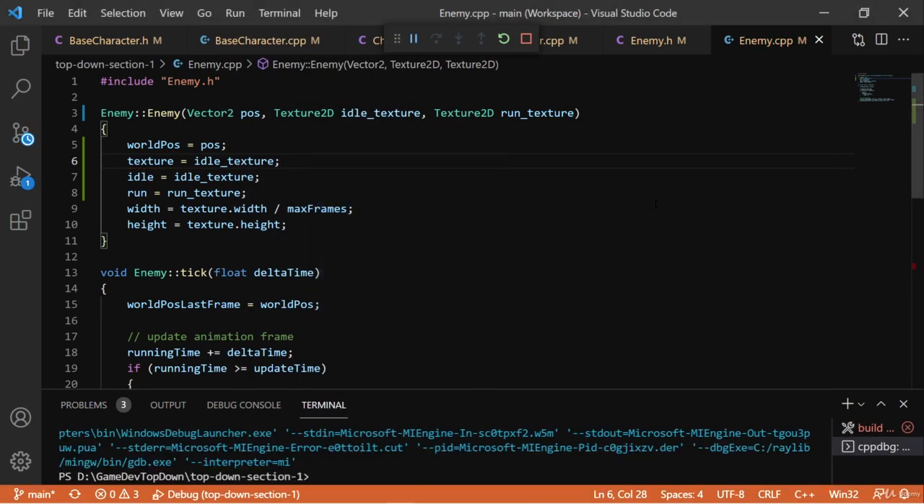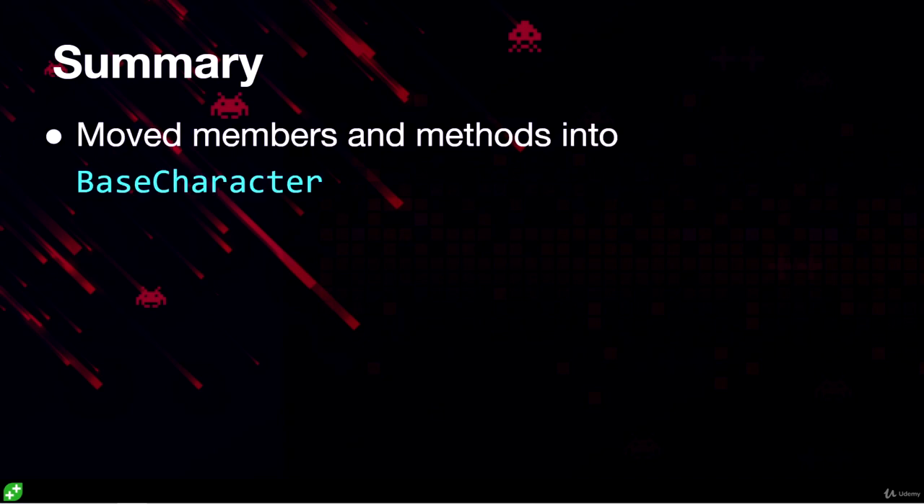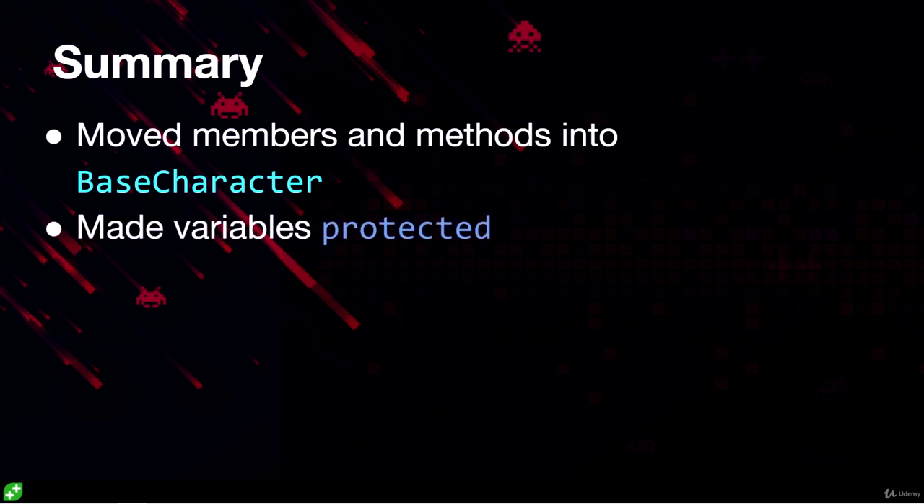So in summary, we've moved some members and methods from the character and enemy classes into BaseCharacter, which is now the base class for those classes. We made the variables protected so that way we can access them from within the derived classes enemy and character. If we were to leave those members in a private section, we would not have access to them from the character or the enemy class.